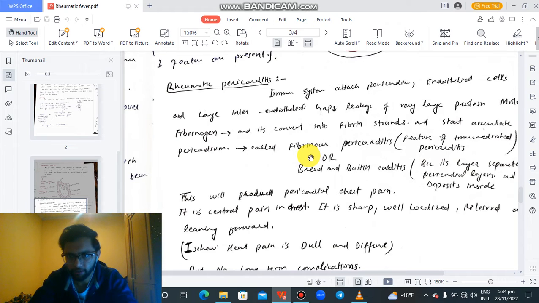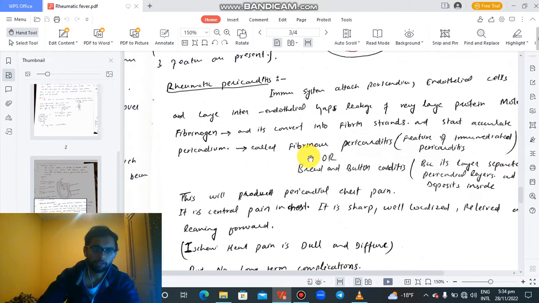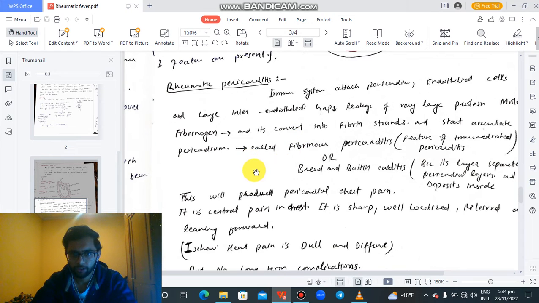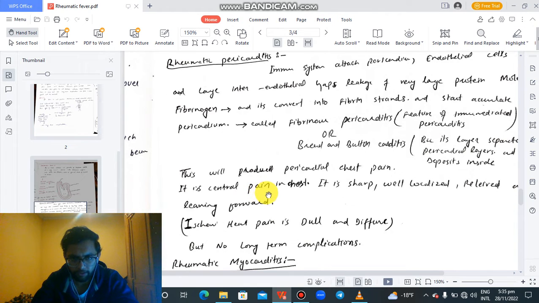This is the feature of immune-mediated pericarditis, or bread and butter pericarditis, where the pericardial layers separate and fibrin deposits inside. So in rheumatic pericarditis, when there is an immune-mediated reaction, the endothelial gaps increase and cause migration of more fibrinogen from the blood into the pericardium, where it converts into fibrin. The fibrin strands unite together and form fibrinous pericarditis. This will produce pericardial chest pain. It is central chest pain, sharp, well localized, and relieved on leaning forward.